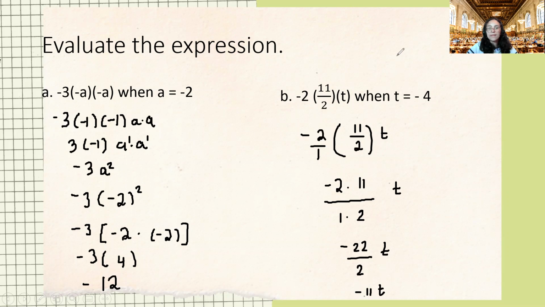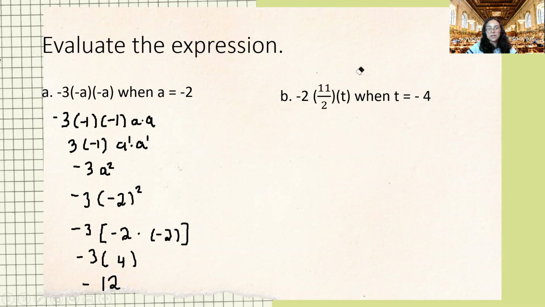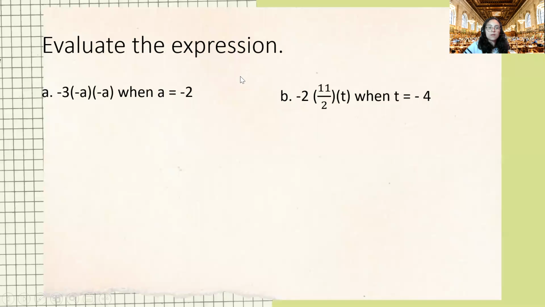So now that we have that, we can evaluate. So I'm going to erase all of this, and I'm going to write negative 11t up here. And now we can evaluate when t is equal to negative 4. So I'm going to substitute negative 4 whenever I see t. I have a negative times a negative, so my answer is going to be positive. 11 times 4 will give me 44, so my final answer is positive 44. Okay.